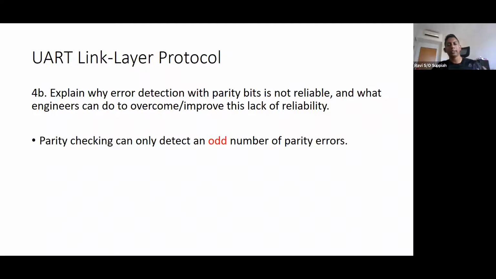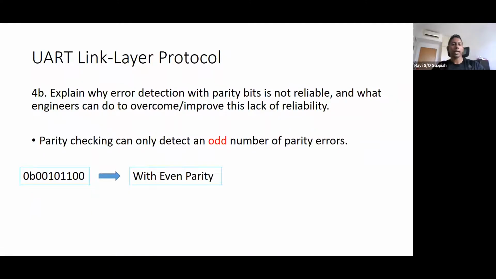But why is this error detection not reliable? Because it can only detect if I have an odd number of errors. Let's look at an example. Imagine that this is the data packet I want to transmit out, and I say I want even parity. If I want even parity, the number of ones must be even. Currently I have 3 ones, so I add plus 1, and it becomes 4 ones.